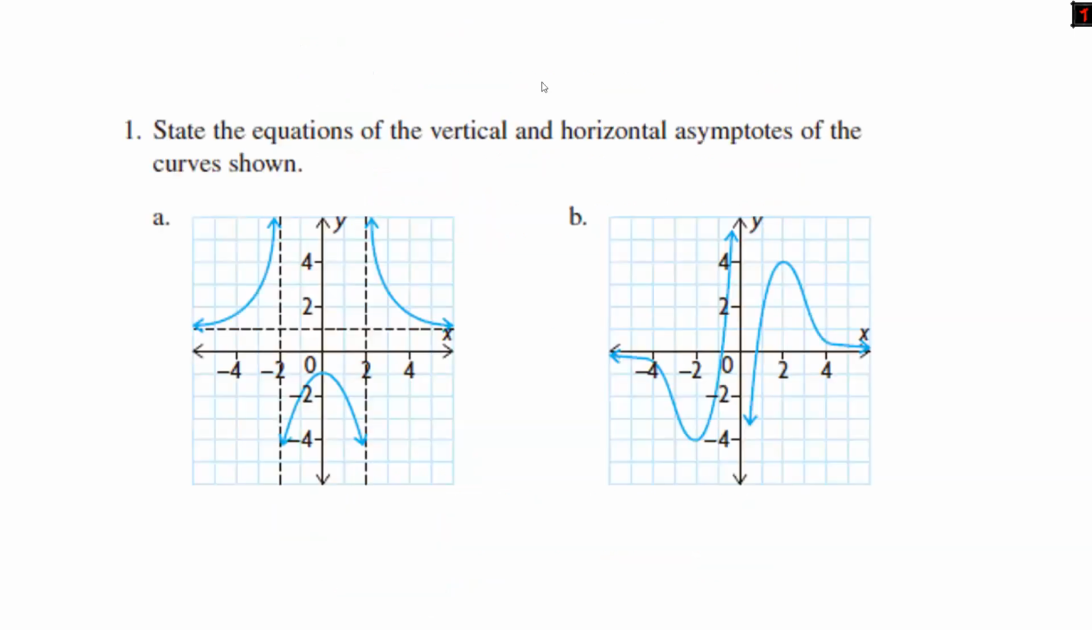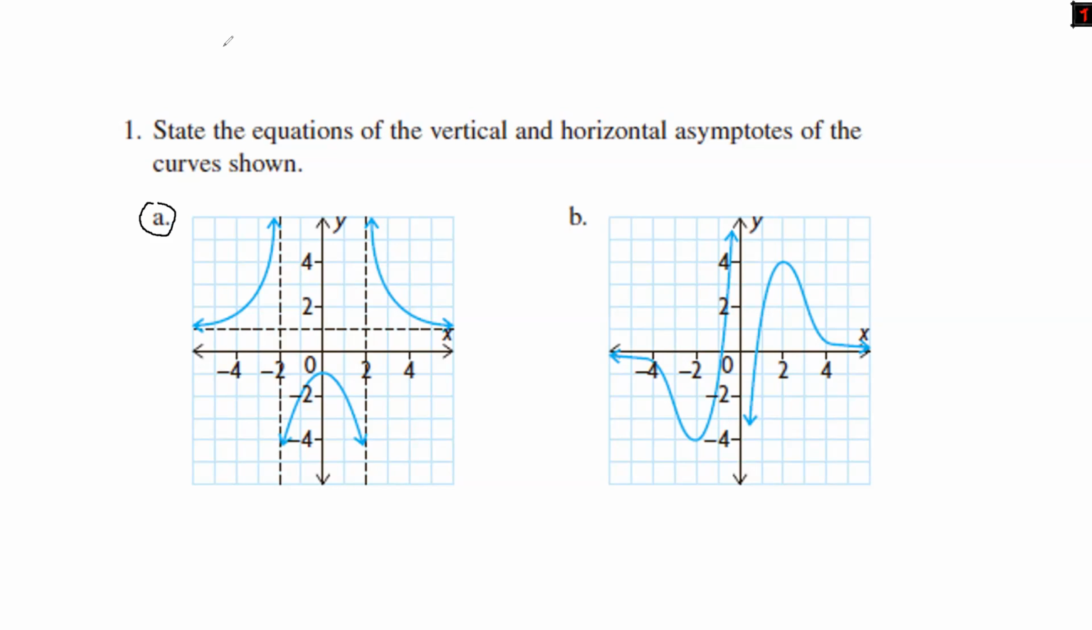And we're going to start with a simple exercise. So Yusuf, I would like you to work on example A. State the equations of the vertical and horizontal asymptotes of the curves shown. Okay, so let's discuss graph A. First of all, can you state the vertical and horizontal asymptotes? The vertical asymptote is 2. And the 2 and -2.